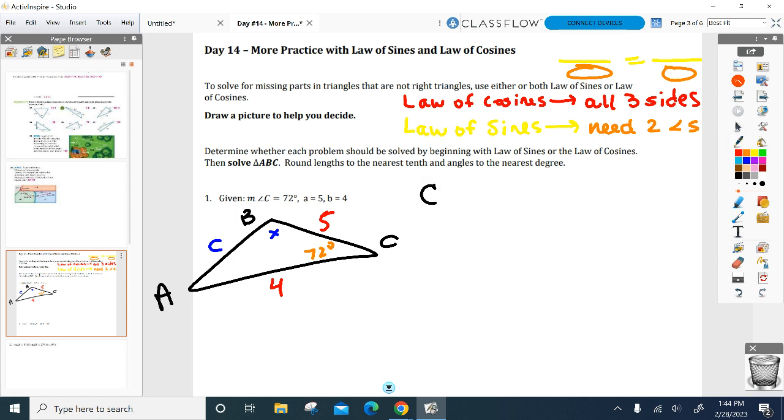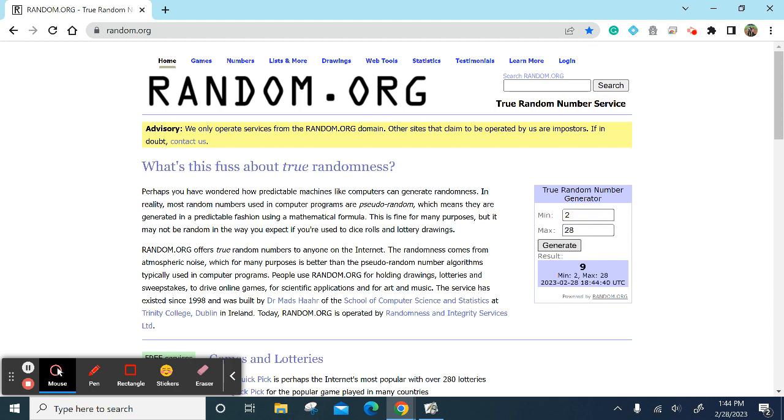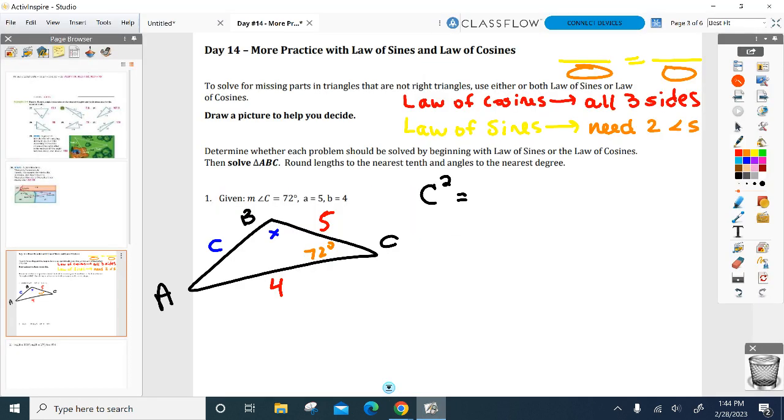Let's start it off. C squared equals, this is what we used yesterday. Anybody want to help me finish it here? C squared equals 5 squared. You want to keep rolling? Minus 2 times 5 times 4 times cosine 72. There you go. Looks good.